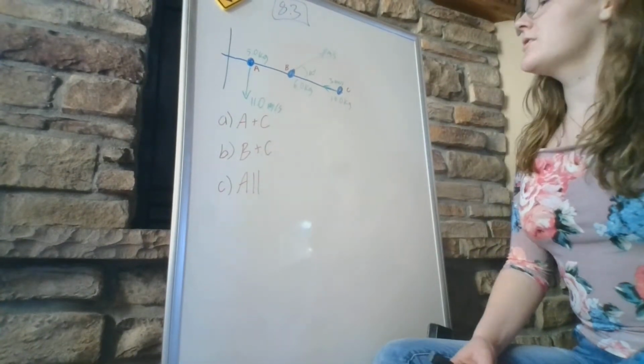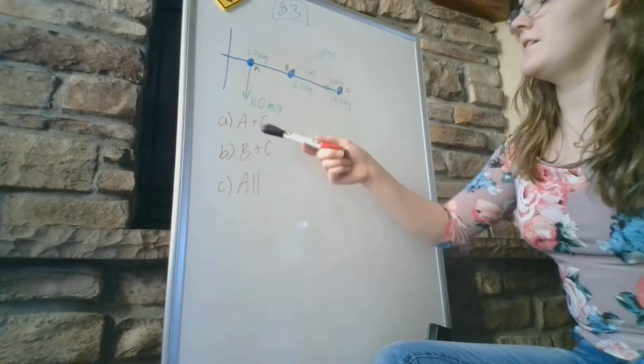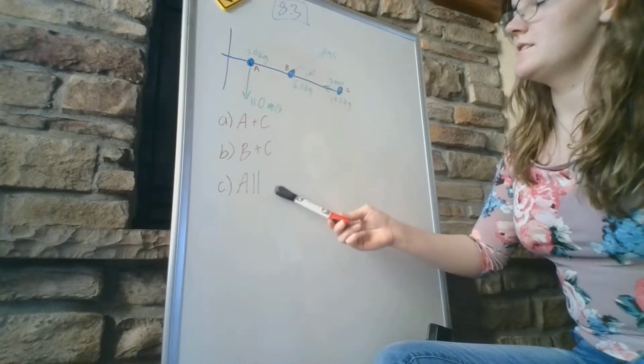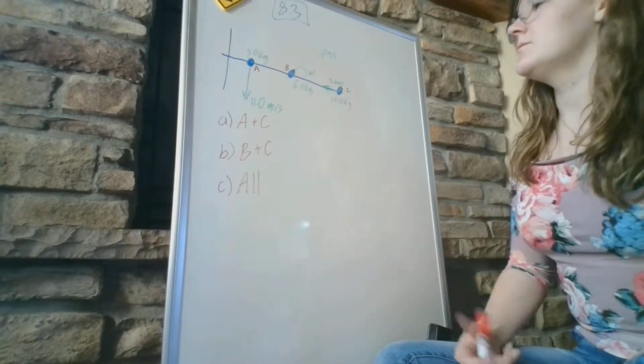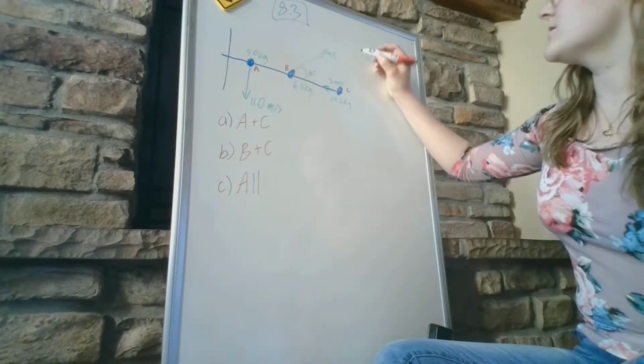This one is 8.3, and so we have these three vectors, and what it wants us to do is find all of these specific ones added together. So what I did first is calculated the x and y components of each of these vectors first.